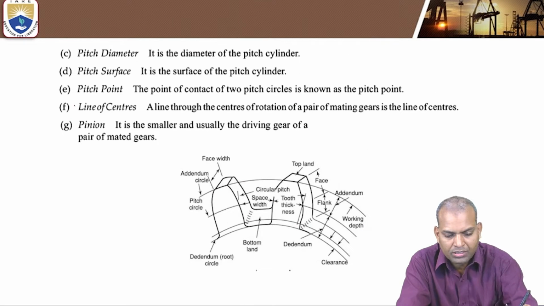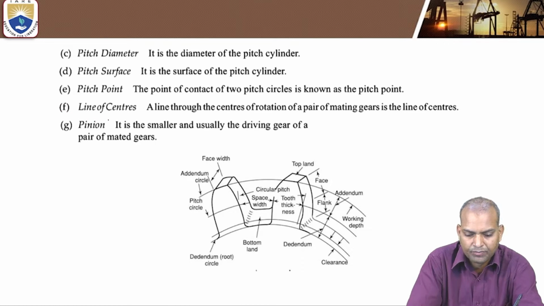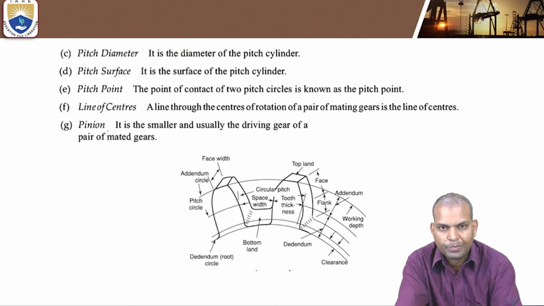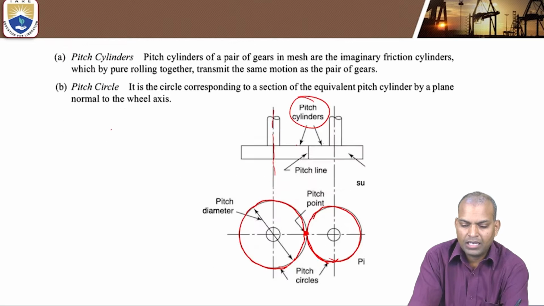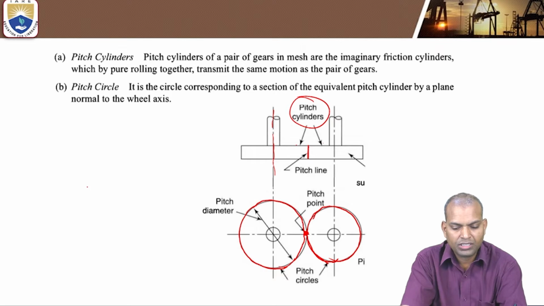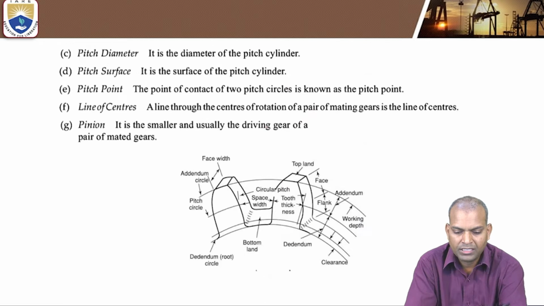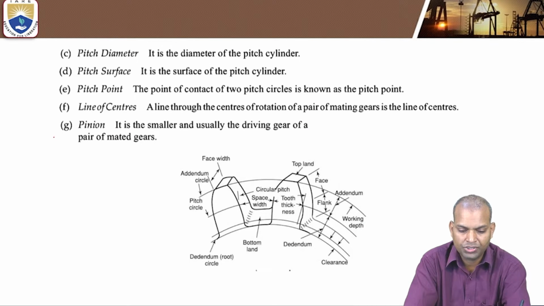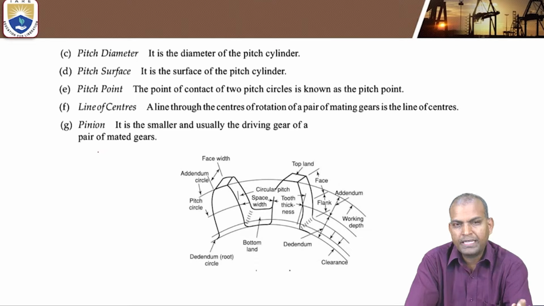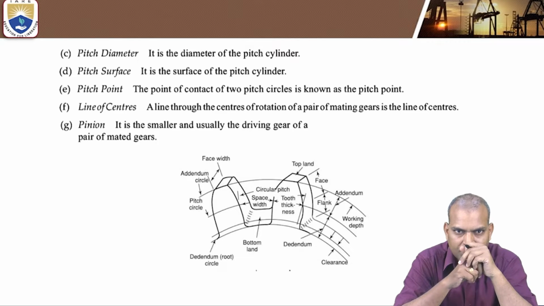Next, another very important terminology is the line of centers. What is the line of centers? A line through the centers of rotation of a pair of mating gears is the line of centers. This is the pitch line, and when they contact each other, that is also the line of centers. A line through the centers of rotation of a pair of mating gears having a line of contact is known as the line of centers.